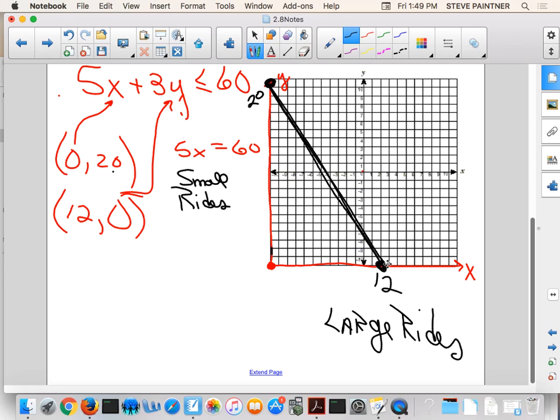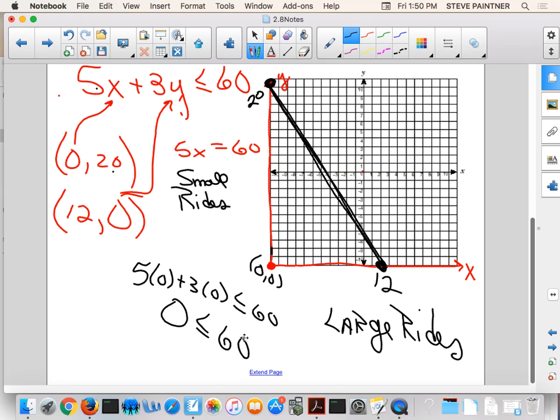Do you know that everything on the line equals what? 60 tickets. Anything on that line, you're going to spend all 60 tickets. Okay, the question becomes, when do I spend less than 60 tickets? Is it shaded above or shaded below? Below. Some people, that just makes sense, but if I try 0, 0, let's plug it in. 5 times 0, 3 times 0 is 0. So is 0 less than 60? Yeah. So you would shade below.